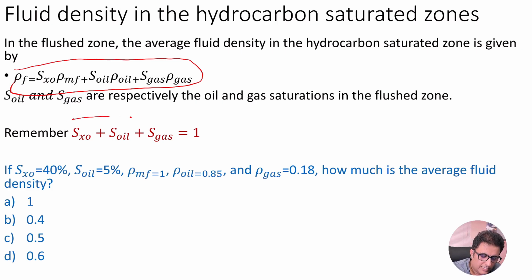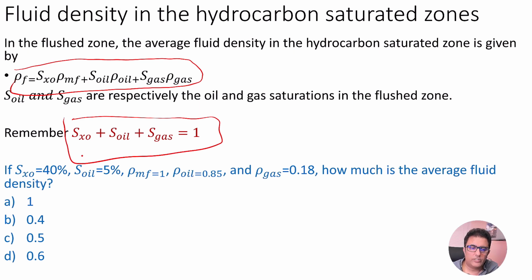And again, notice that here we have SXO plus S oil plus S gas should be equal to 1. Now, having said that, assume that these values are reported. SXO is 40%, S oil is 5%, rho MF is 1%, rho oil is 0.85, and assume that the gas density is 0.18. How much is the average of the fluid density for this scenario?